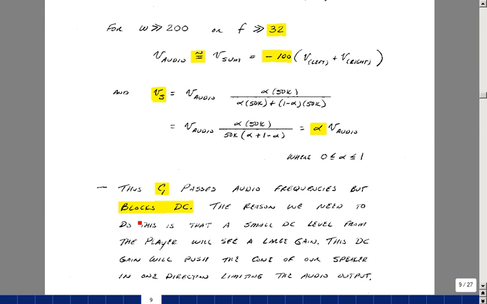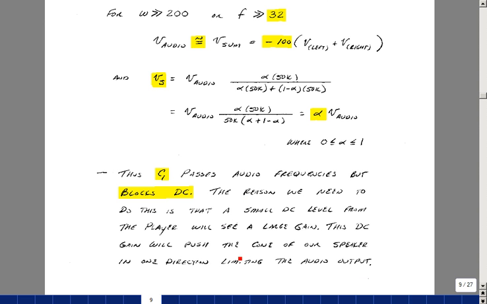Again, the reason we want to block the DC here is that any DC coming in would see a gain of 100, and then potentially a gain of 11 through the next stage. And this would just simply push the cone of our speaker in one direction or the other, depending on the sign of it. Originally, when I built this circuit, I didn't put the blocking capacitor in, and it sounded horrible. And I noticed that the cone was actually pushed to one extreme end, and I had to remember that I really need to put a blocking capacitor in.